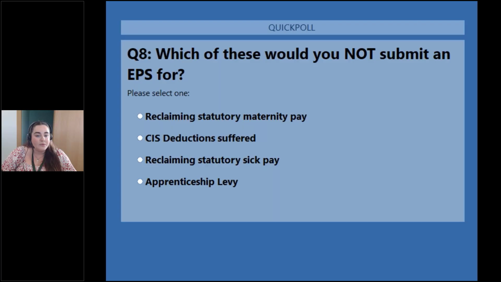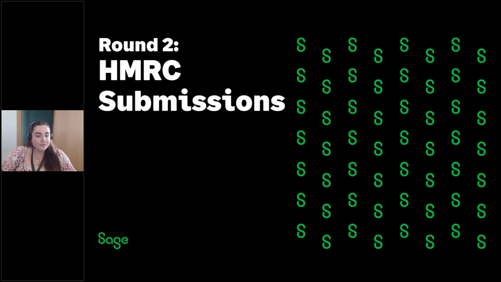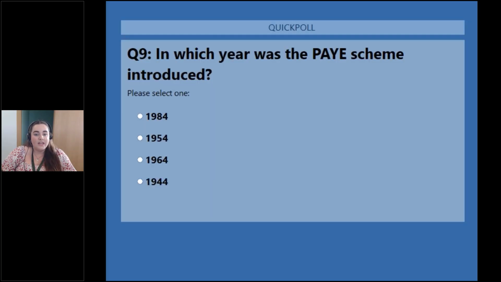Fab, and I'll close this one down. We'll move on to the second last question of the round, which is question 9. In which year was the PAYE scheme introduced? So in which year was the pay-as-you-earn scheme introduced? Was it 1984, 1954, 1964, or 1944? So that's which year was the PAYE scheme introduced?